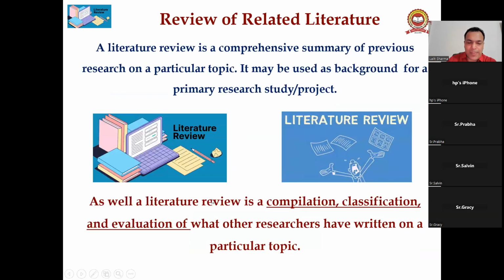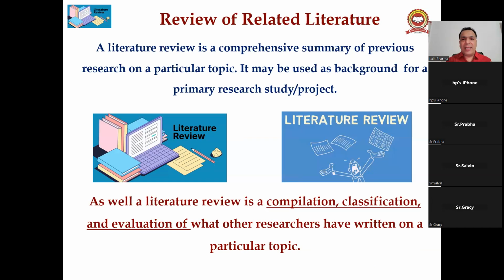Review of related literature. A literature review, basically, is a comprehensive summary of the previous research on a particular topic. This is called the literature review. It may be used as a background for a primary research study or project. As well, a literature review is a compilation, classification, and evaluation of what other researchers have written on a particular topic.